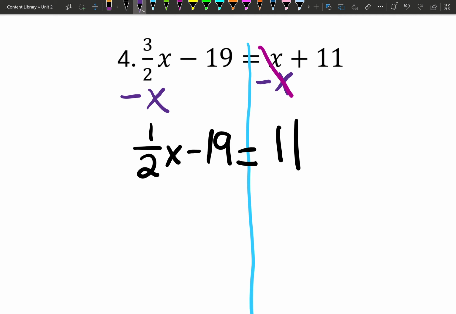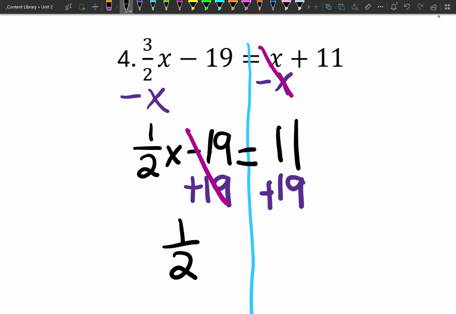Since I moved my x's to the left, I need to move my constants to the right. I have a minus 19 on the left, therefore I'm going to add 19 to both sides. Negative 19 plus 19 is 0, so all I have left on the left is 1/2 x, and that equals 30.